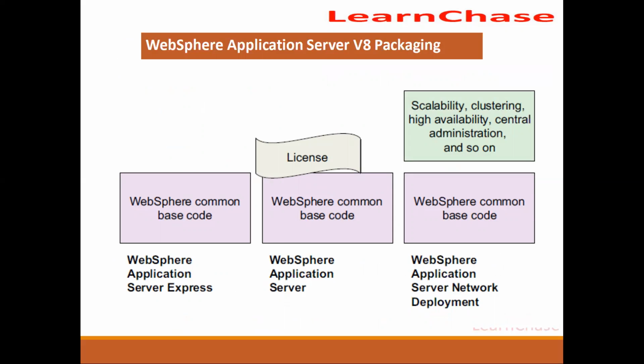All these three packages include the WebSphere common base code. The major difference between the Express and base is the license. Express has a limited license for 2 processors. Base has a license for unlimited processors. And the network deployment product adds support for scalability, clustering, high availability and central administration.